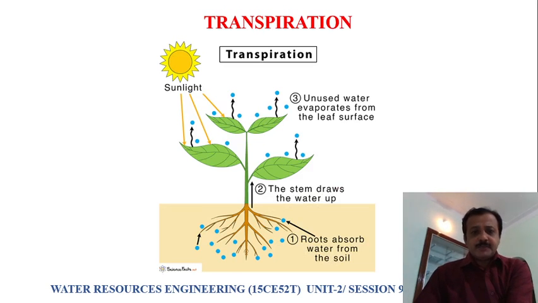Next is transpiration. Transpiration is the process by which water is lost from the plant body. Either it may be through the leaves or through the stem. The water which is absorbed by the roots of the plants is utilized by plants for the preparation of food. The remaining water which is unutilized or unused escapes into the atmosphere in the form of water vapor. This we call transpiration.